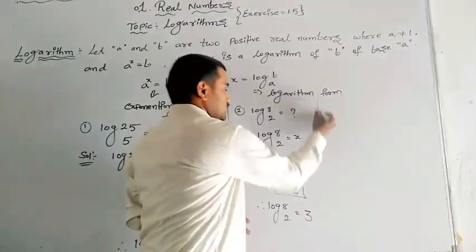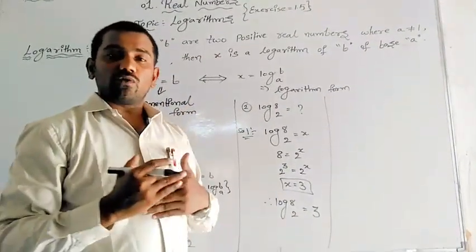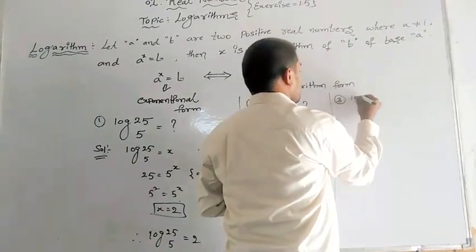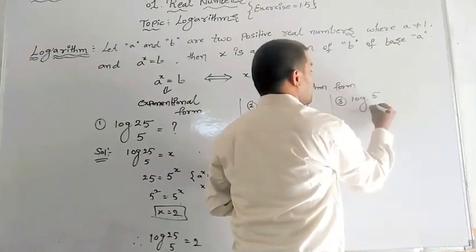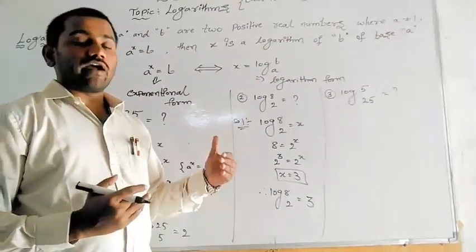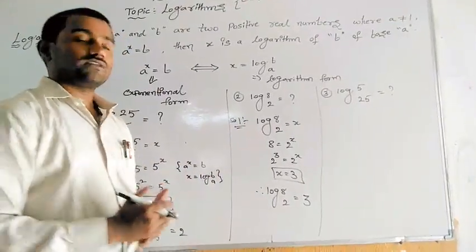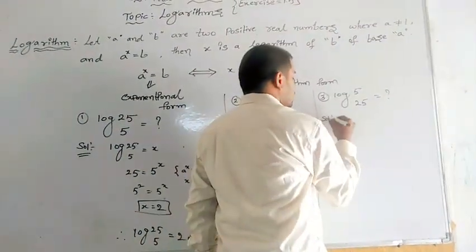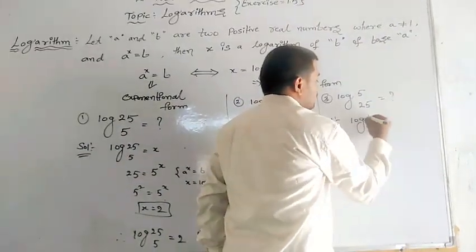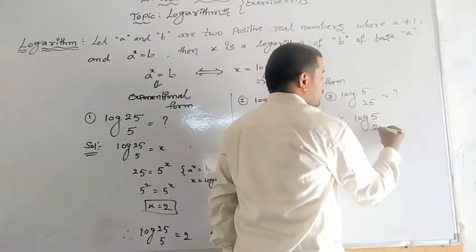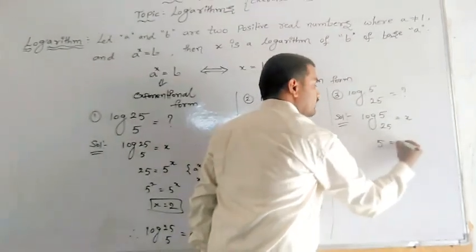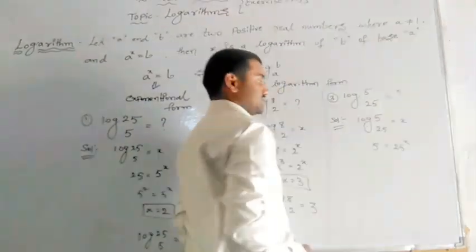Let me take one more question to understand better. The third one: log 5 base 25. What is the value of log 5 base 25? If you understand, I will tell you the short way to get the answer later. Let us assume log 5 base 25 equals x. In the same way, we write here 5 equals 25 to the power of x.